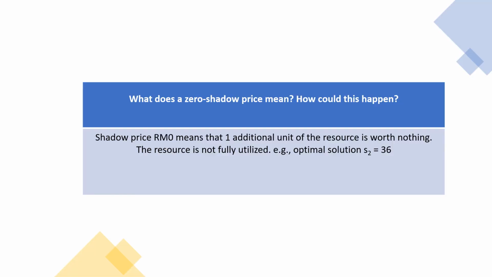What does a zero shadow price mean? How could this happen? Shadow price RM0 means that one additional unit of the resource is worth nothing. This happens because the resource is not fully utilized. In this example, in the optimal solution S2 is equal to 36.